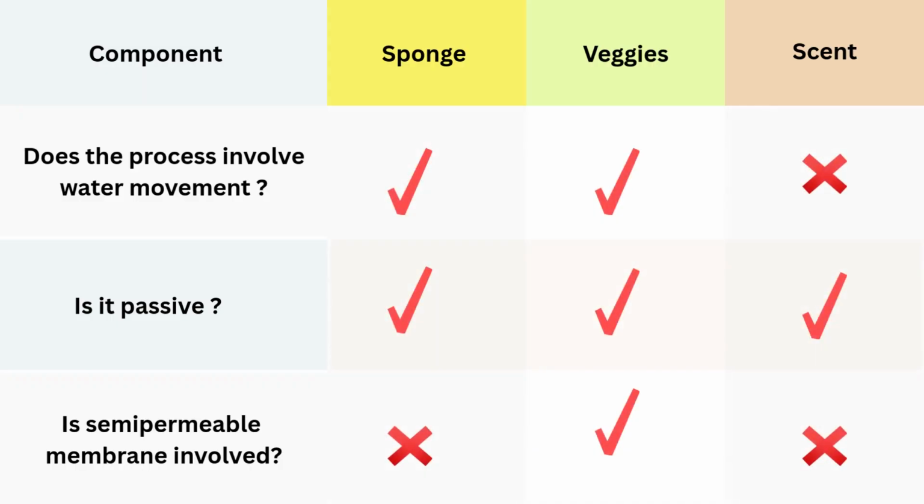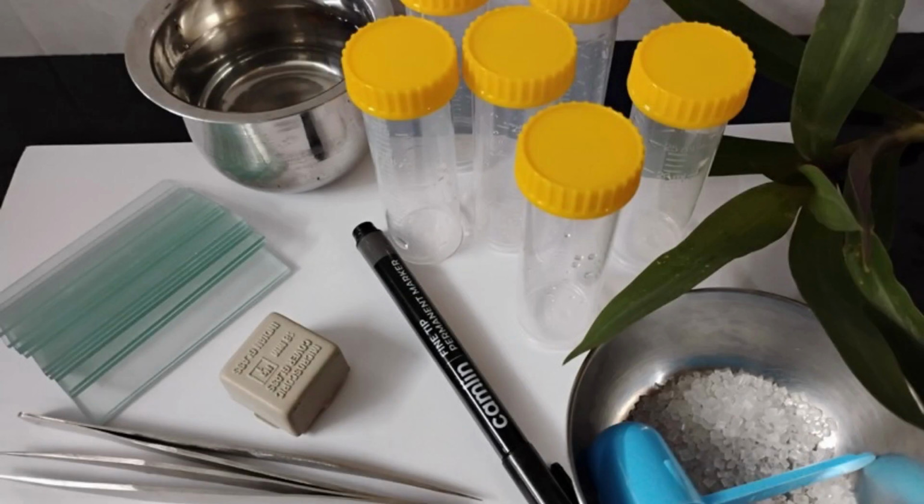Here are the correct answers. Salted veggies turning wet. This involves water moving through a membrane driven by differences in concentration, which is the hallmark of osmosis. The sponge is an example of absorption and the scent is an example of diffusion. So now we have seen where osmosis happens in everyday life. Let's observe it under the microscope.